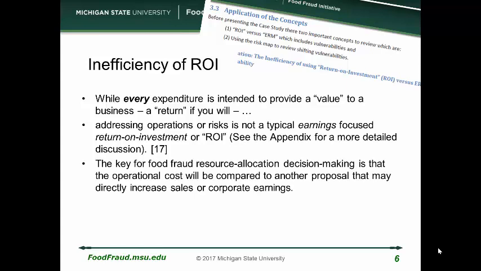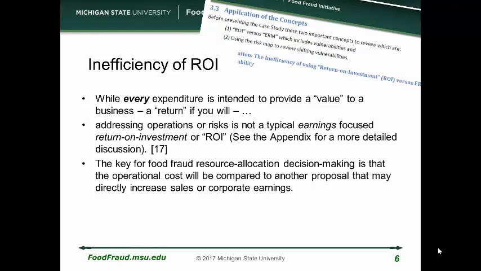A key for food fraud resource allocation decision making is that the operational cost will be compared to other proposals that may directly increase sales or corporate earnings. So the example we use is hire 2 sales reps. That if you're dealing with a plant that has excess capacity in a market that is short on product, then you can clearly identify this as direct increase of sales. And the goal would be to have a lot of increase in sales. And that kind of throughput really shows the business growing.